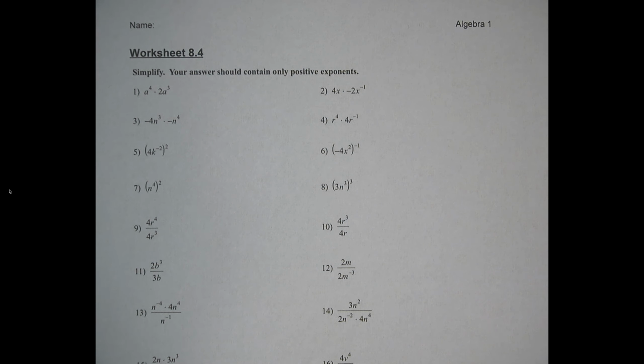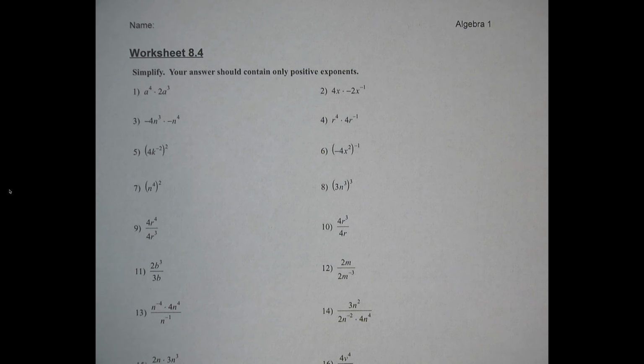This is worksheet 8.4. We're going to be working with negative exponents, and we're going to make sure that our final answers only contain positive exponents. And so we learned that we can move our powers from the numerator to the denominator or vice versa to change a negative exponent to a positive and then simplify and combine like normal.